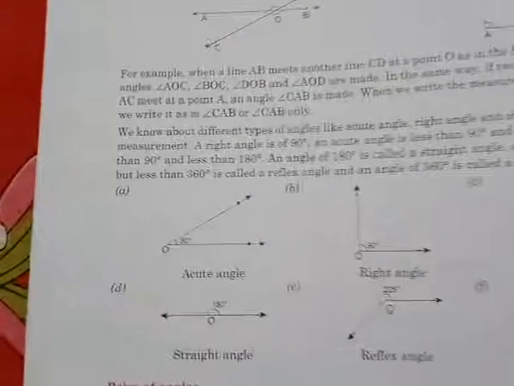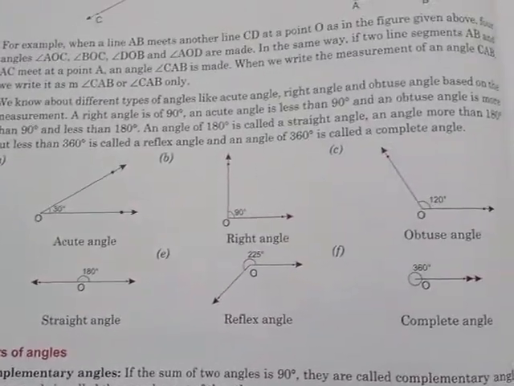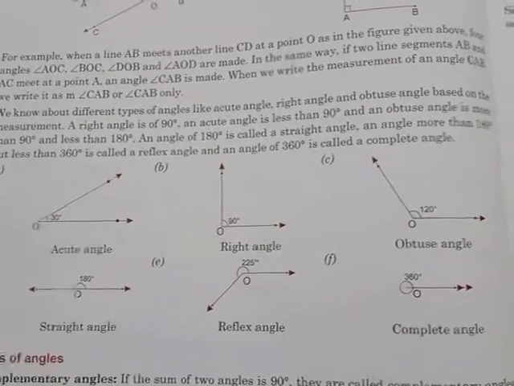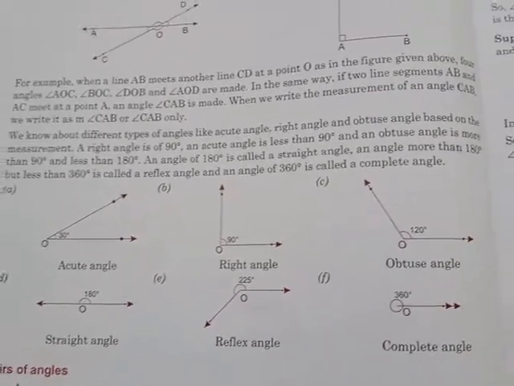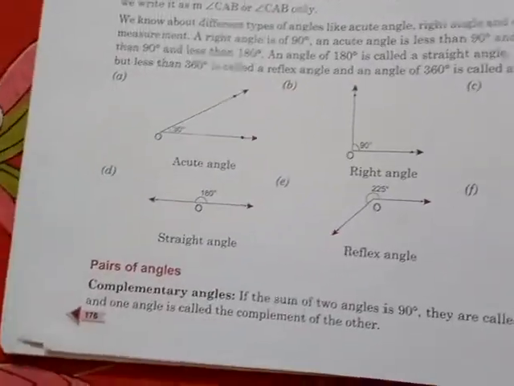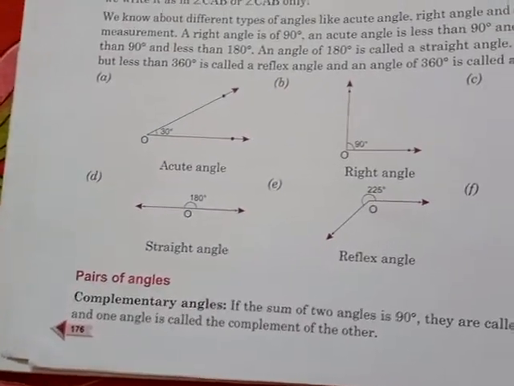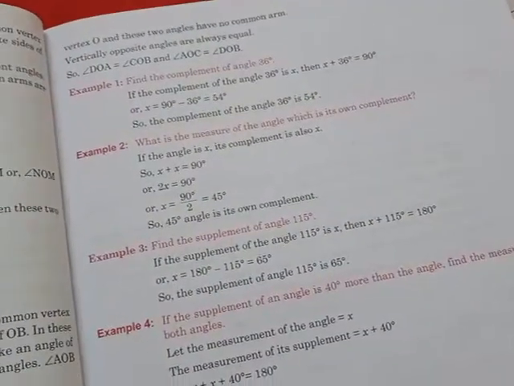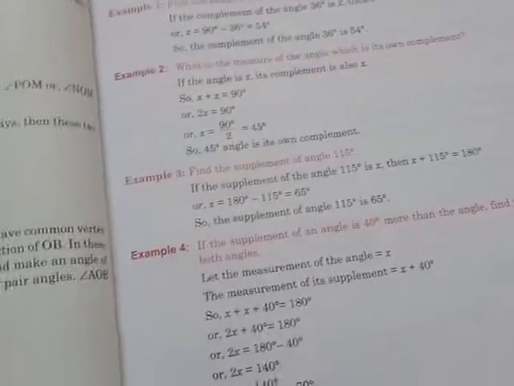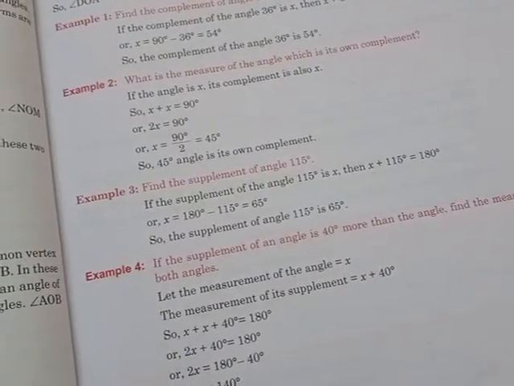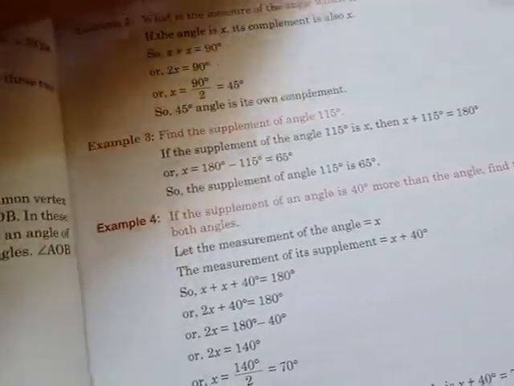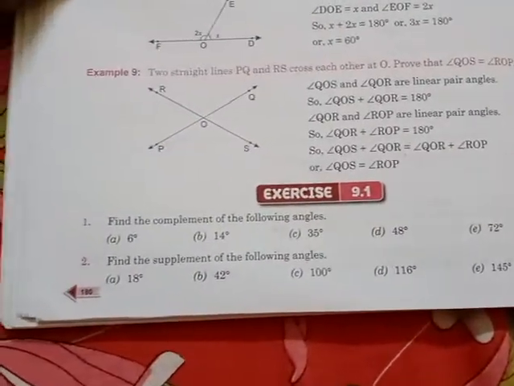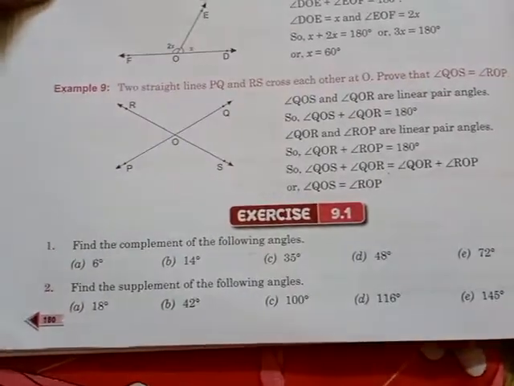So you should learn these things: acute angle, right angle, obtuse angle, straight angle, reflex angle, and complete angle. Then pairs of angles: from pairs of angles, it will be complementary angles and supplementary angles. So I will give you some homework from complementary angles and supplementary angles, which I taught. These will be your homework from page number 180.